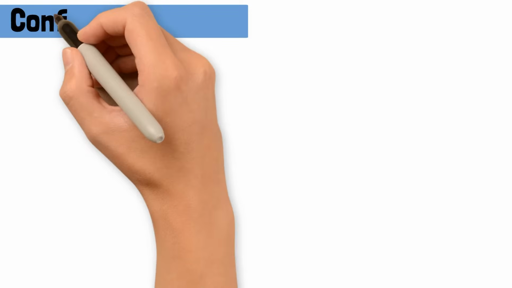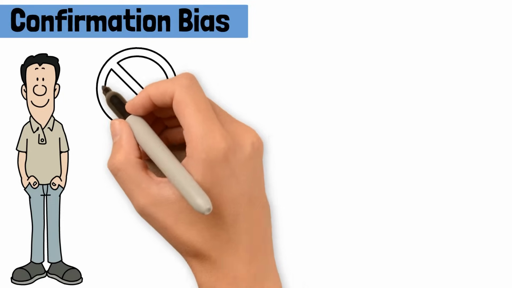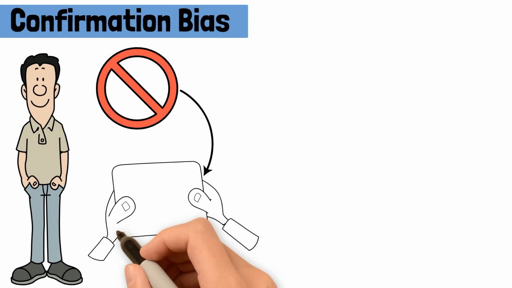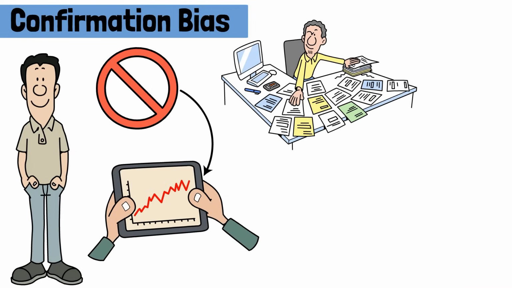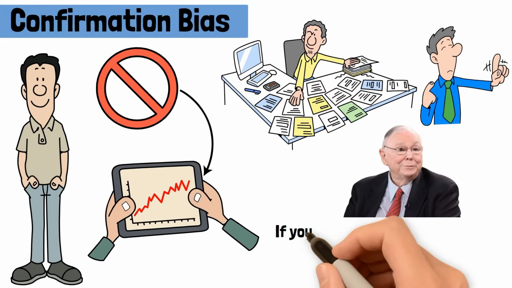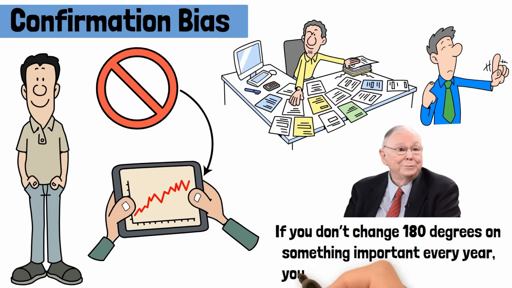Another common trading bias is confirmation bias. We stick to information that confirms our beliefs. This is the wrong approach, obviously. You might reject a seasonal trading strategy because you don't like them, even when there's an abundance of information that supports them. As such, you ignore or dismiss info that contradicts your view. Charlie Munger once said that if you don't change 180 degrees on something important every year, you're not thinking hard enough.